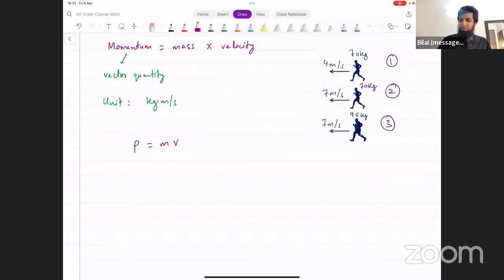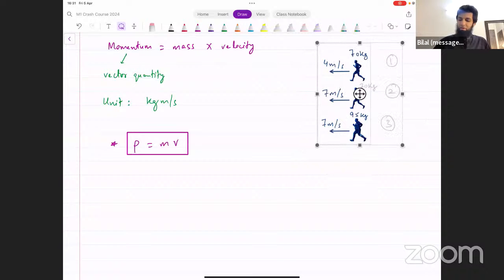This is the notation that we use for momentum. This is the formula that we have now. Rho equals mv, momentum equals mass into velocity. That's how momentum is defined. It depends on two things, mass and velocity.